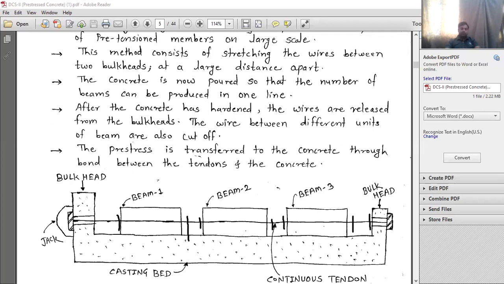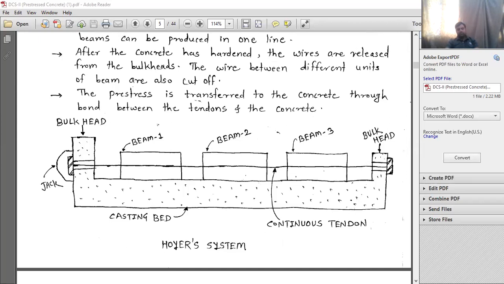So in this way, the pre-stressing is done. This method is called Hoyer's method or Hoyer's system. Okay. So this system is Hoyer's system. I hope now it is clear. Hoyer's system.